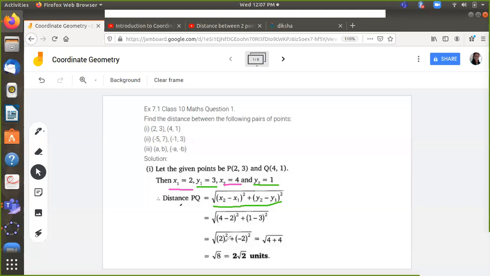4 minus 2 is 2 square and 1 minus 3 is negative 2 the whole square. Because there are squares everywhere, there will be no problem of negatives at all. And distance we know will never be a negative value. So you're getting 2 square is 4. Again, negative 2 square is also 4. So 4 plus 4 becomes 8. So the square root of 8, I call it as 2 root 2 units.